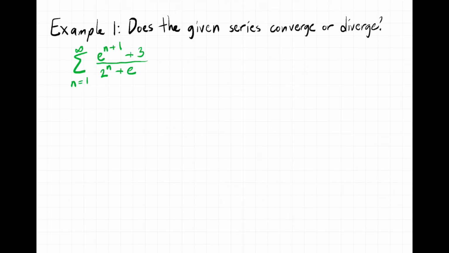This would be a tricky one to try and use the direct comparison test for, because it'll turn out that this series is not easy to compare, to find out whether it's greater than or less than the terms of similar series that you might want to compare to. It'll be difficult to make that kind of comparison directly. But the limit comparison test gives us a little more flexibility about what series we can compare to. Let's start by taking our a_n terms here. And they are e to the power of n plus 1, plus 3, over 2 to the n plus e.